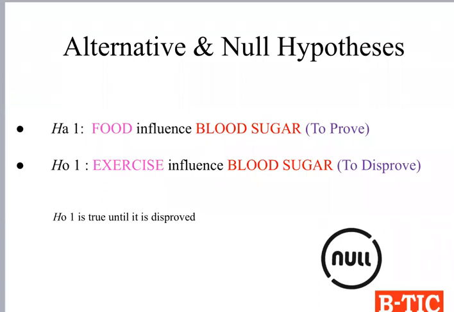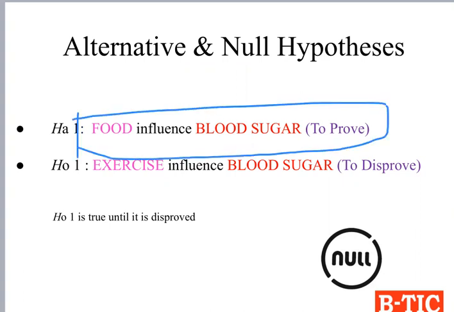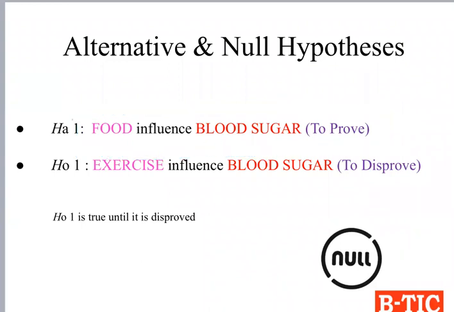Now, definitely, you may have to try to prove the food he consumes has some connection to the blood sugar in his body. You may have to prove that because you strongly believe that it may be the reason why his blood sugar is high. And on the other side, you strongly believe exercise doesn't influence his blood sugar because he's always fit and sporty and he is into gym, games and so on. So exercise is not managing to put the blood sugar down. He's still a diabetic. So exercise doesn't influence his blood sugar.